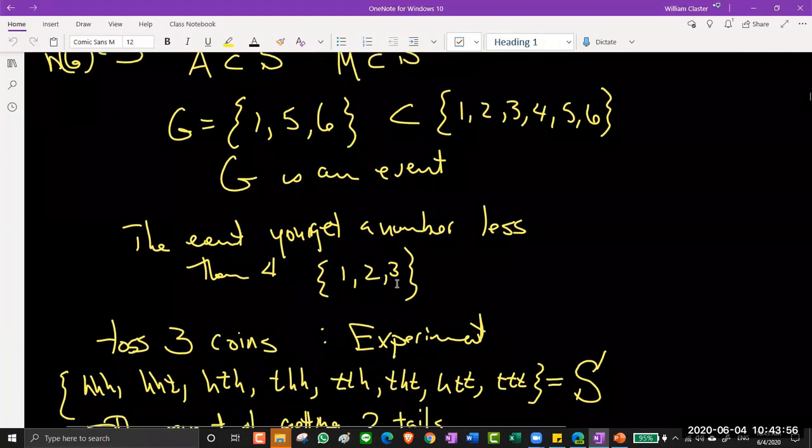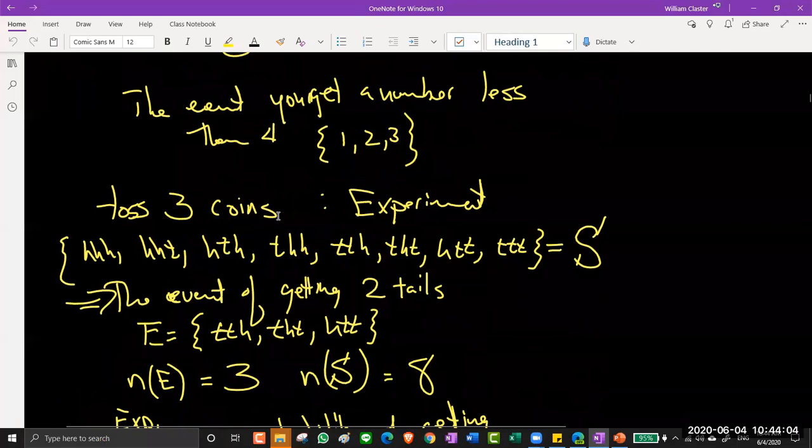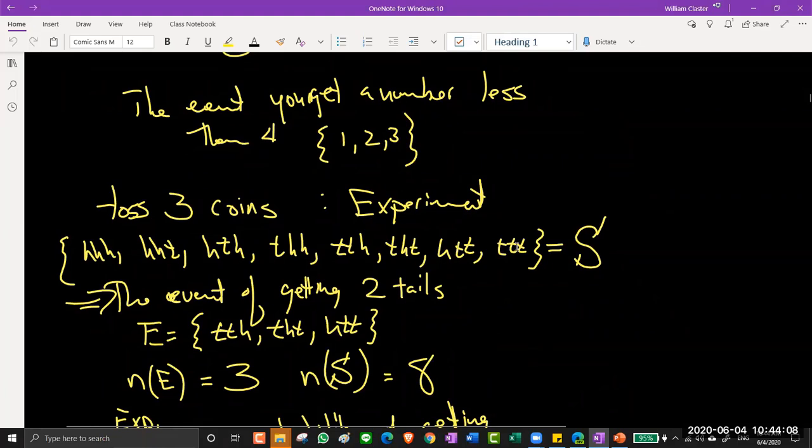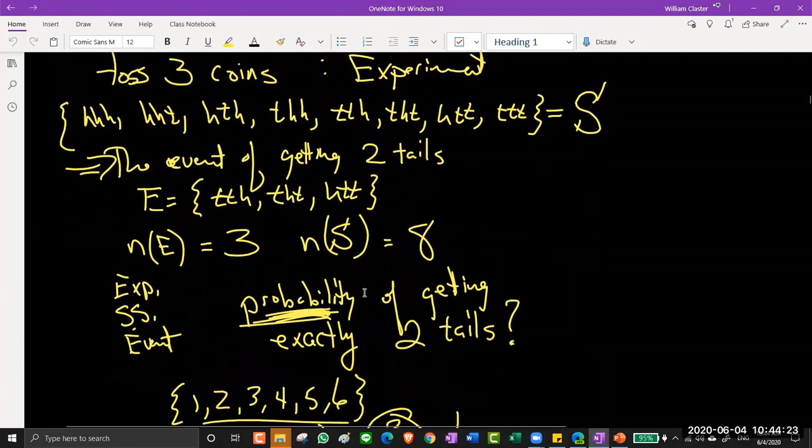Okay, and then we have, for another one, the event that you get a number less than 4. Or when you toss 3 coins, talk about that experiment. Here's the sample space. We could talk about the event of getting 2 tails. So this has 2 tails, this has 2 tails, and this has 2 tails. And then we can talk about the probability of getting exactly 2 tails. So how do we do that? How do we get that?